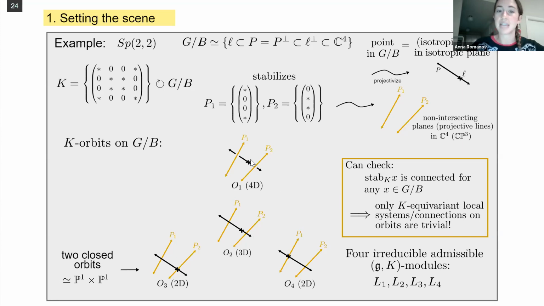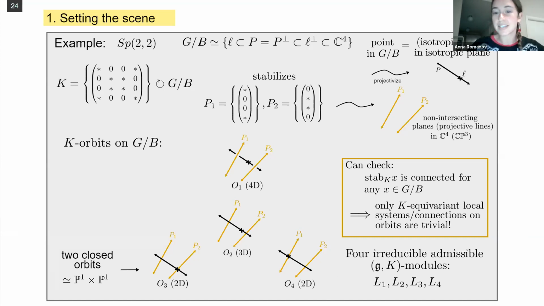So the stabilizer of any point in the orbit, its component group tells us how many local systems are going to exist on that orbit. And at least in this example, this is something that you can check by hand. You can write down what these stabilizers look like and convince yourself that they are all connected. So the only K equivariant local systems are the trivial ones. And this is exactly that equivariantly simply connected condition that I mentioned earlier. And that's why I chose this SP22 example, because it satisfies this condition.